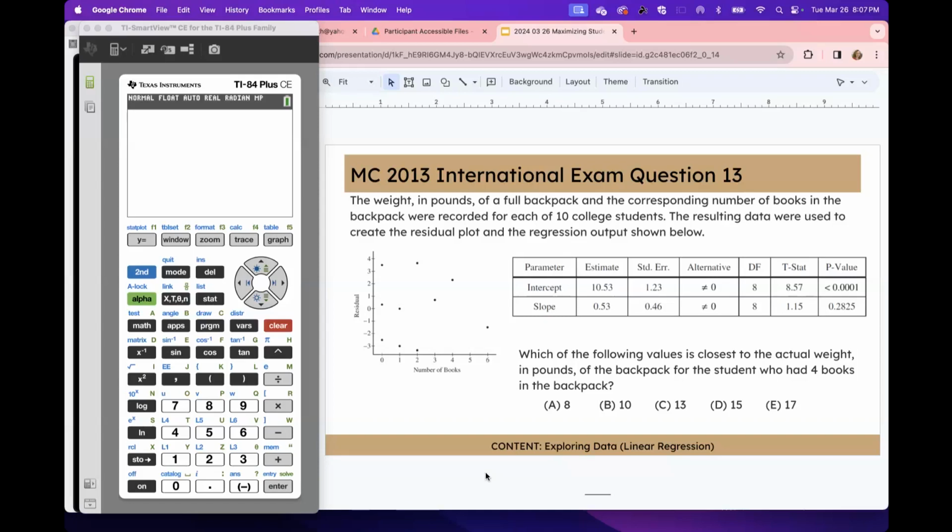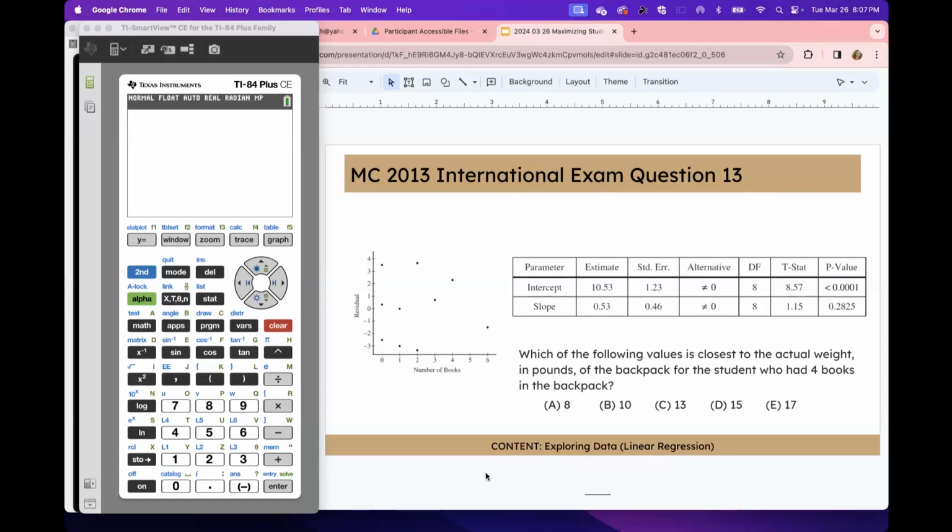So here's the first multiple choice question we chose for exploring data. If you look at this question, the content is focusing on linear regression. We're relating the weight of a backpack with how many books are actually inside the backpack. For this question, the students actually do not have to run the regression. They are given the regression output, the table, and a residual plot on the side. Students will just need to focus on the table and the residual plot to answer this question. The question is asking, what is the actual weight of the backpack when there's 4 books in it?